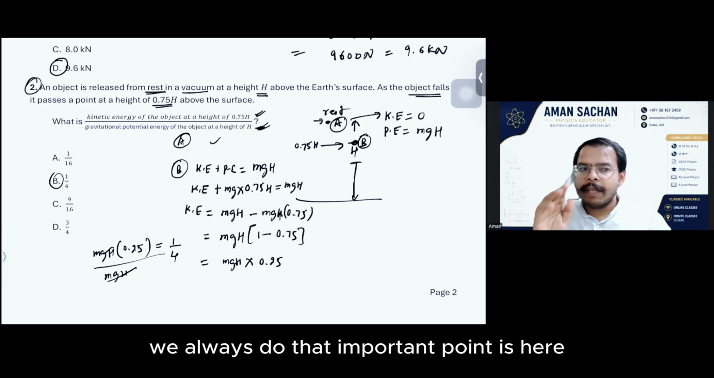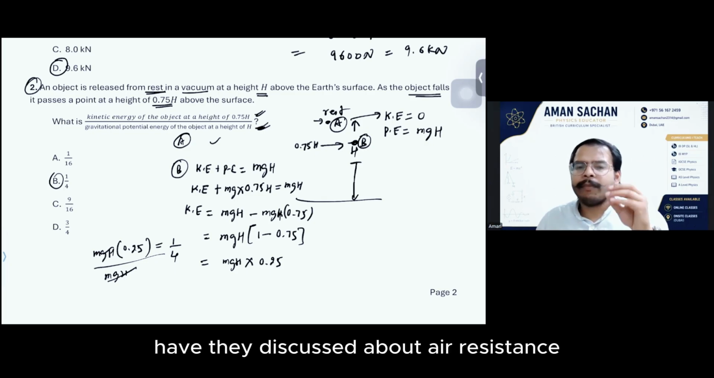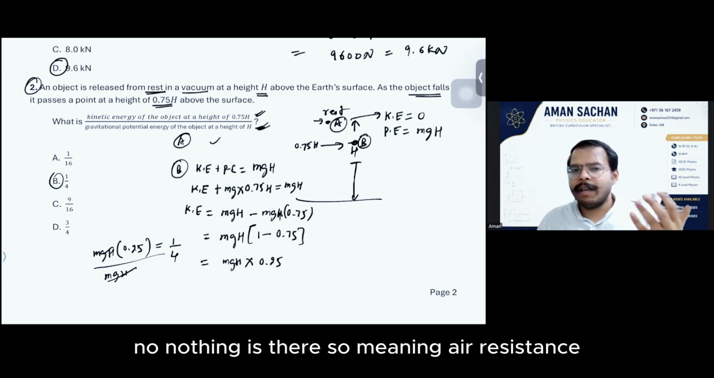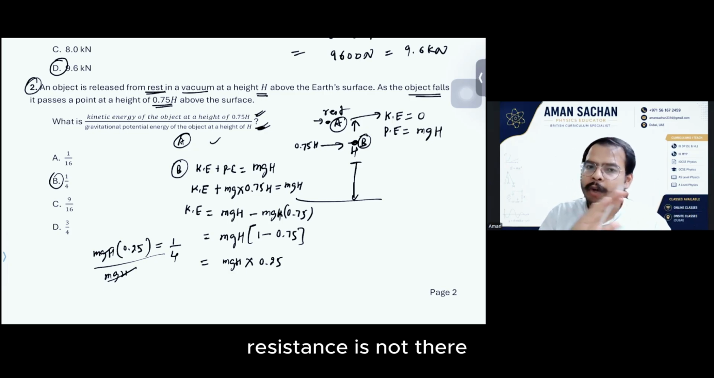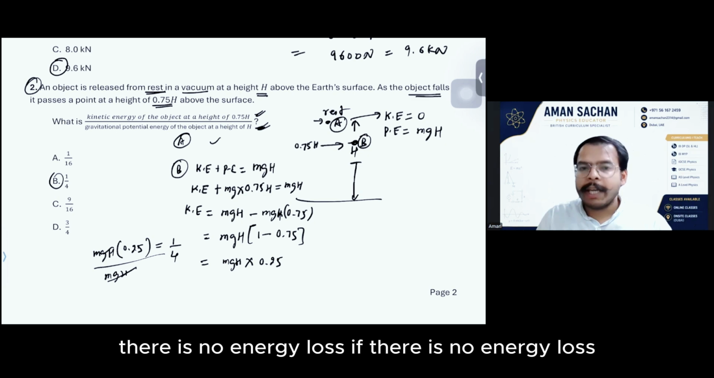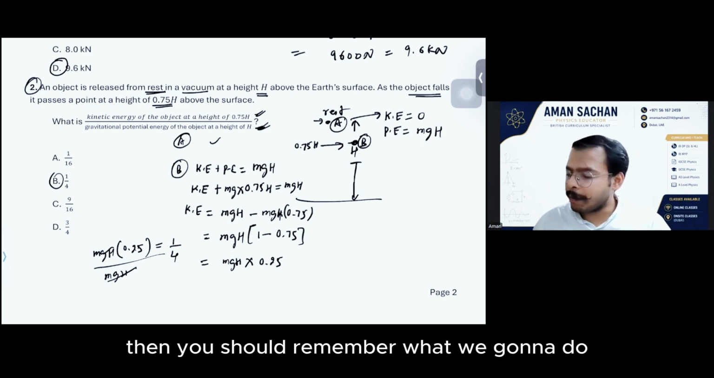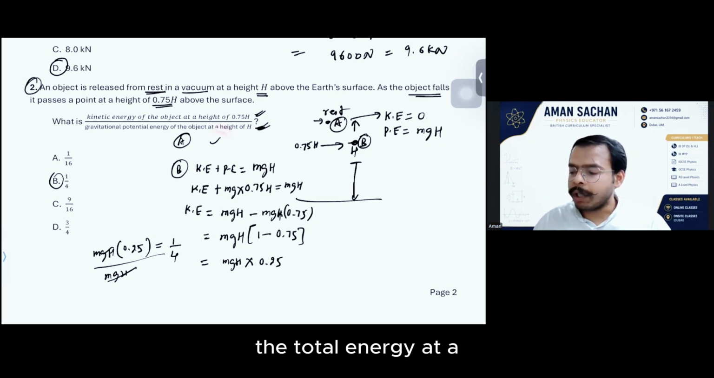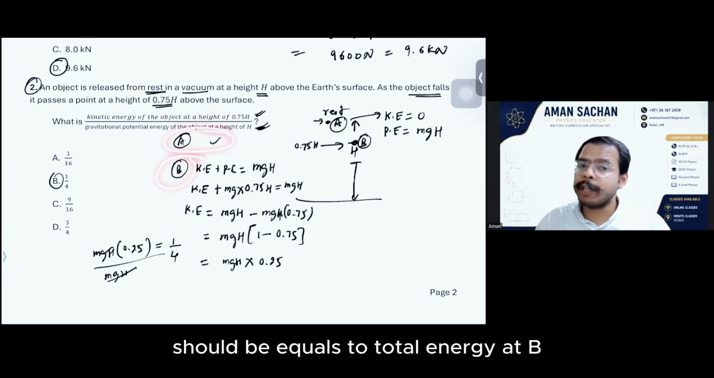Listen, whenever they talk about energies and all, we always do that. Important point is here, have they discussed air resistance? No, nothing is there. So meaning resistance is not there. There is no energy loss. If there is no energy loss, then you should remember what we're going to do. The total energy at A should be equal to total energy at B.